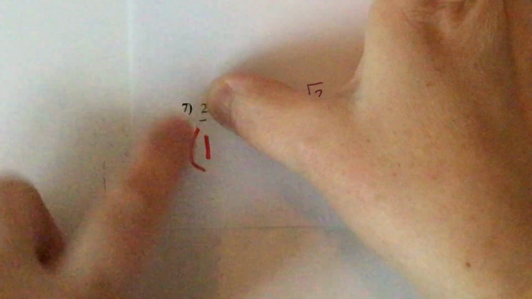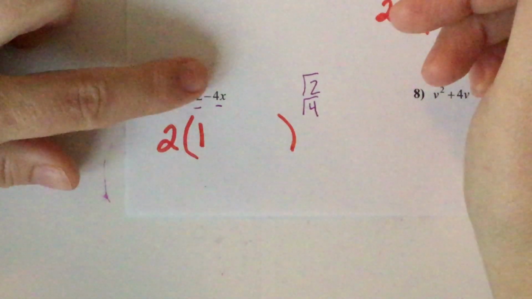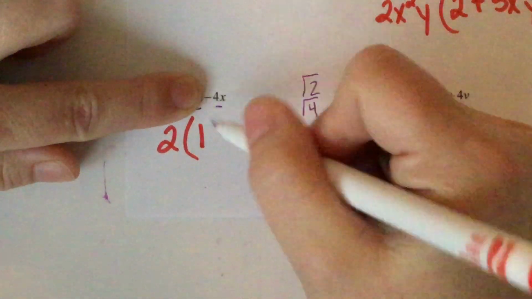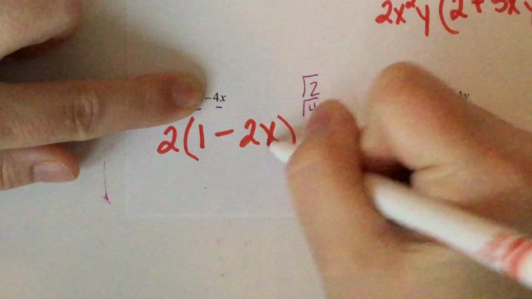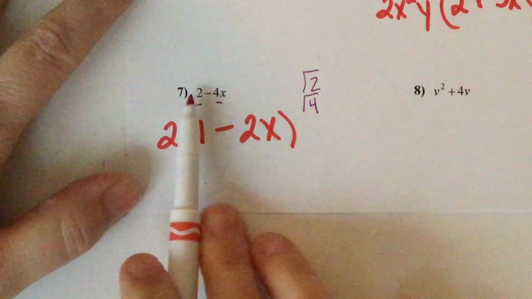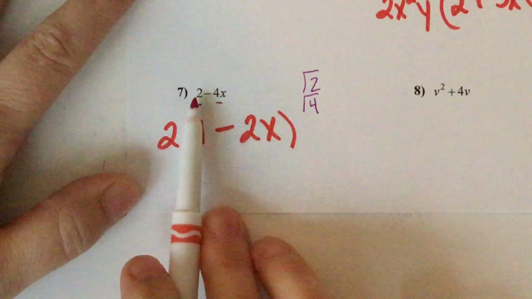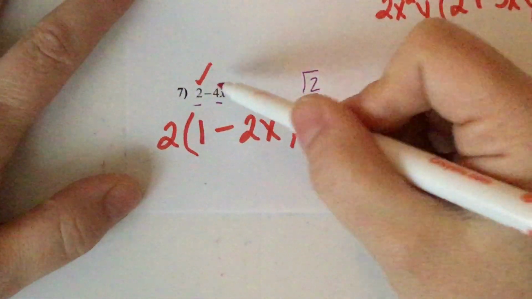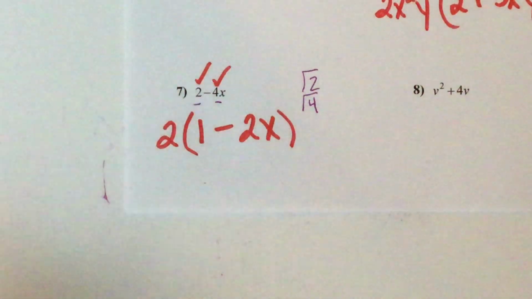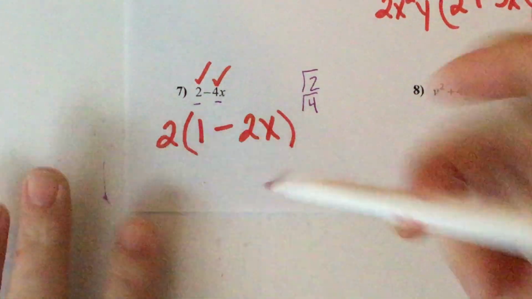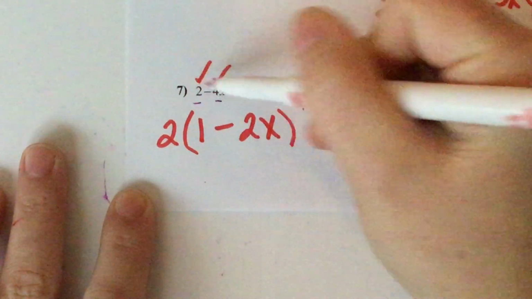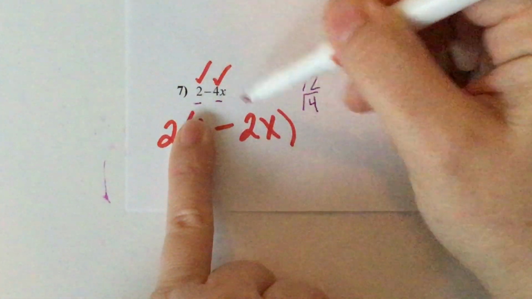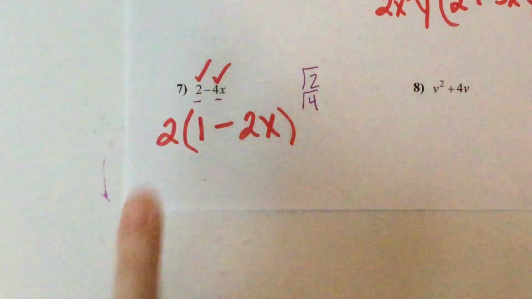So 2 times 1 makes 2. Okay, now what could you multiply 2 with to get a negative 4x? A negative 2x. So if I just distribute this out, let's see if we get this. 2 times 1 is 2, check. 2 times negative 2x is negative 4x, check. Okay, so that shows that you have to have the 1, so when you distribute, you get the original problem back. If I didn't put the 1, I would just have a negative 4x and not the 2.